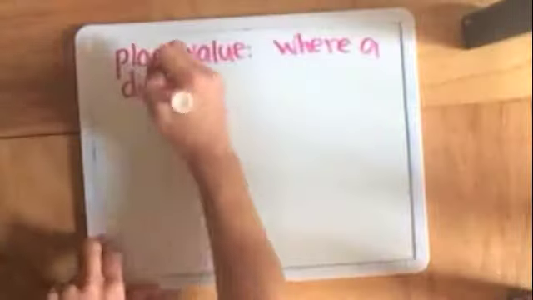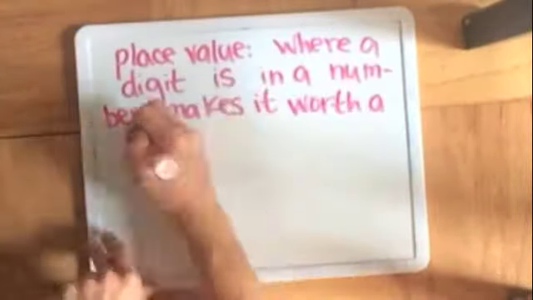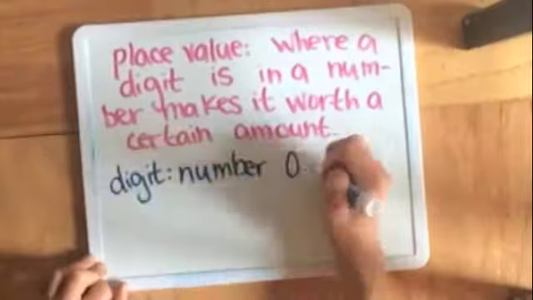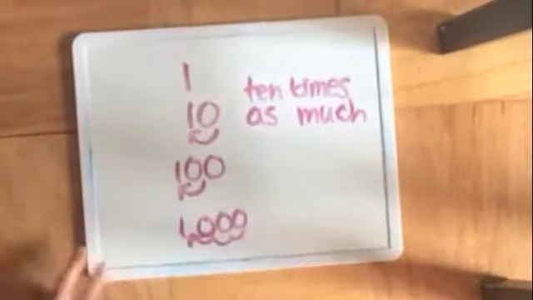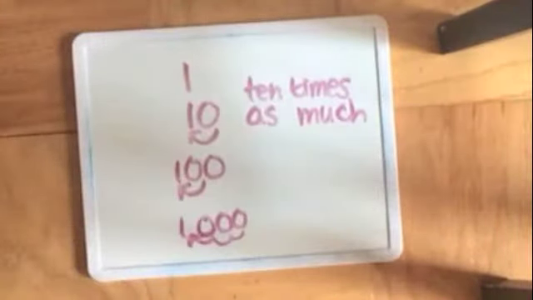Place value is a term that we use to describe where a digit is in a number that makes it worth a certain amount. Digits are just the numbers 0, 1, 2, 3, 4, 5, 6, 7, 8, and 9. They're symbols that we use to represent numbers.